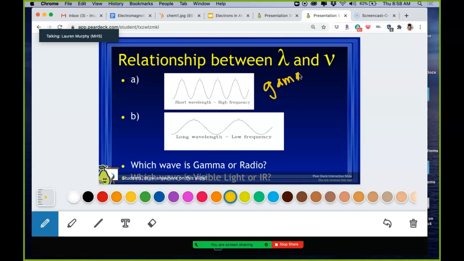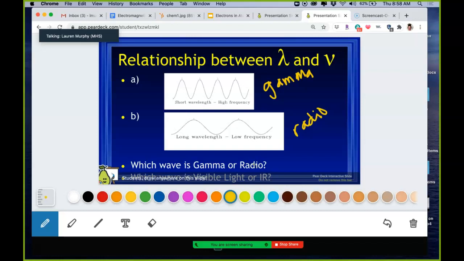It has a shorter wavelength, and this one relative would be radio waves, which are longer wavelengths. Yes, you will get the electromagnetic radiation spectrum on the test or the quiz. You will get to use it. So you don't have to memorize the order necessarily.